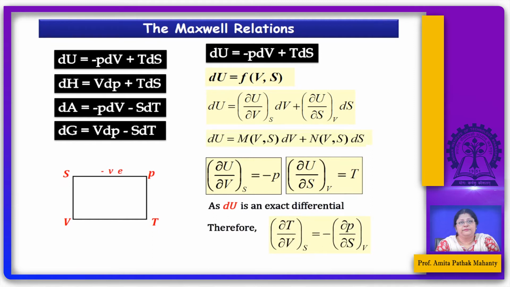Please give me the expression of the Maxwell's relation which we get from the fundamental equation of delta H, which is nothing but change in volume into change in pressure plus T delta S. Ma'am, it will be del V by del S at constant P equal to del T by del P at constant entropy.